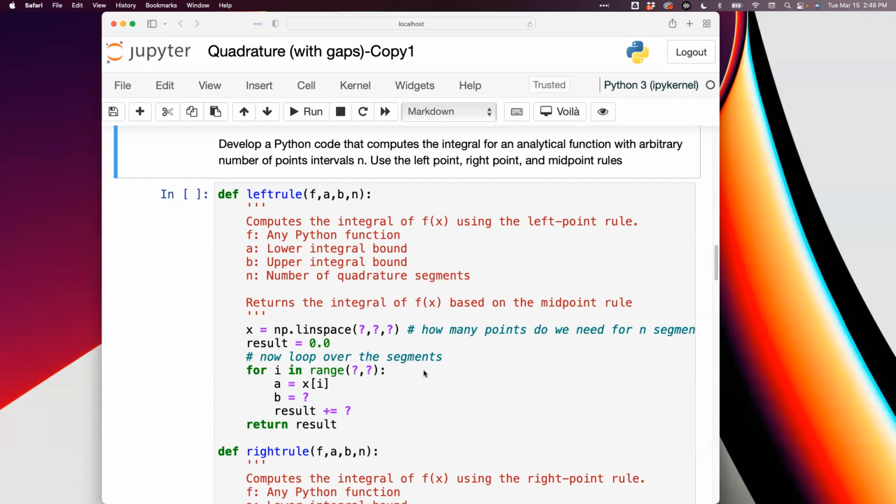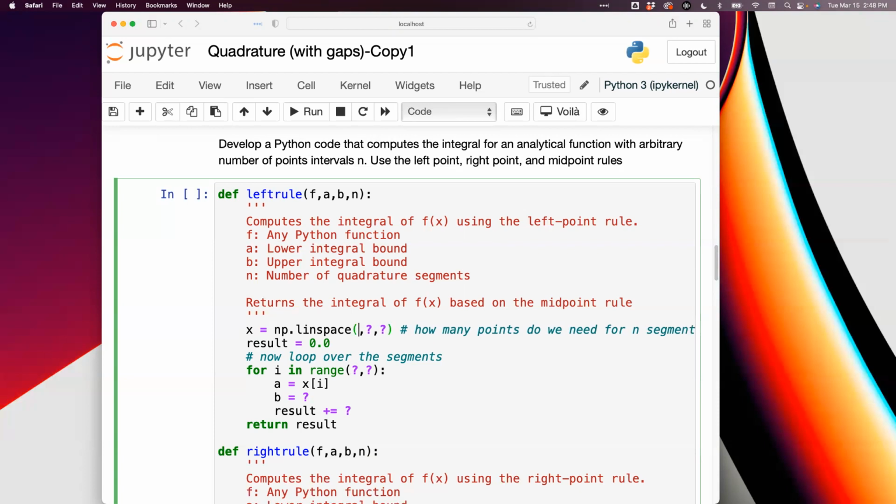All right, so let's start. Which one do you want to do? The left rule, right rule, left rule. Okay, so first we start with linspace. Yes, thank you. Very good.